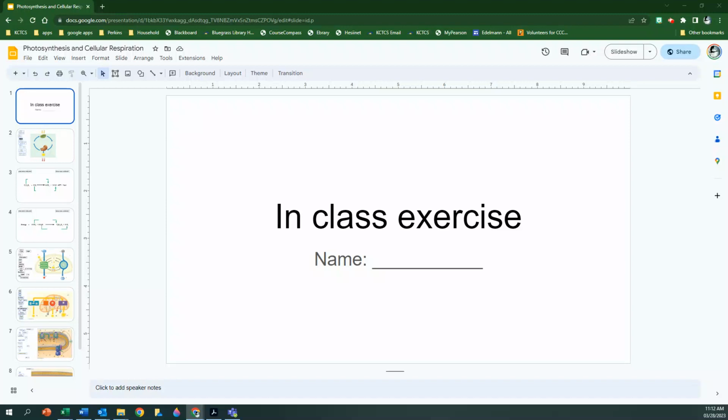This is my in-class exercise. The basic gist of this came out of a course I was teaching that was 3 hours long. It was an evening class, like 6 to 9 o'clock at night. And after we talked about photosynthesis and cellular respiration.